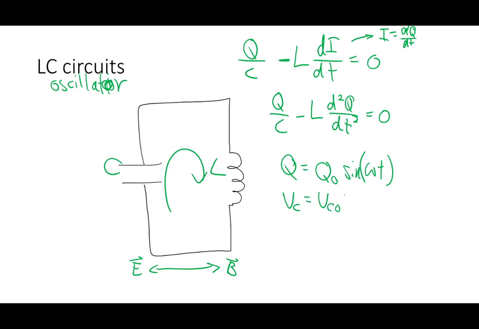So then VC is just Q over C, so it's going to have the same form, whereas your current is going to be the derivative of the sine, so it becomes cosine.